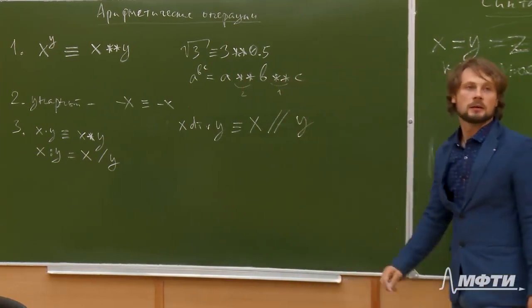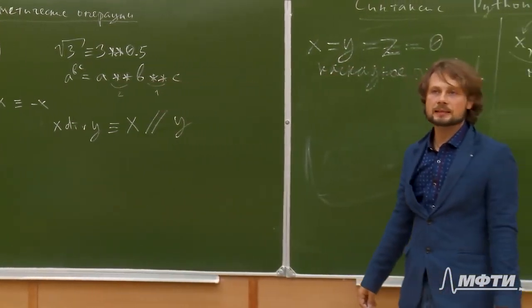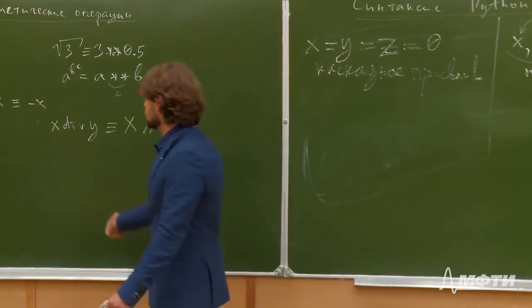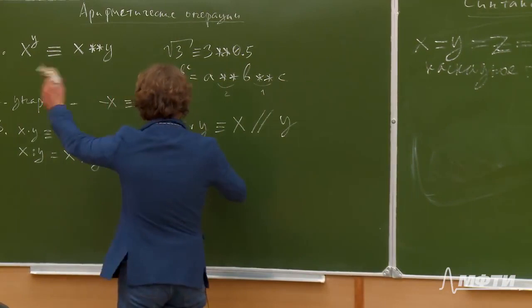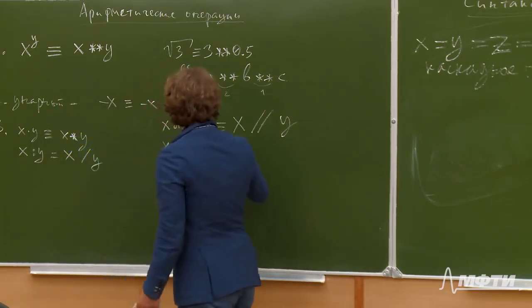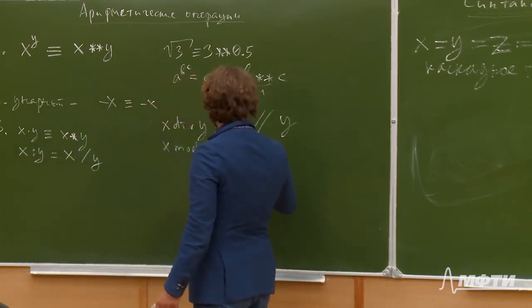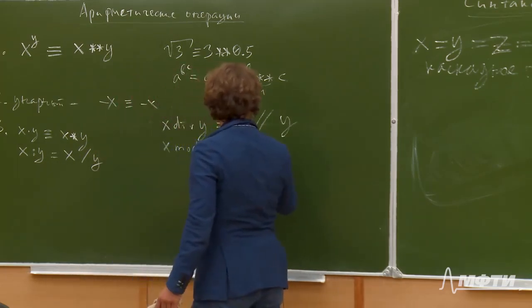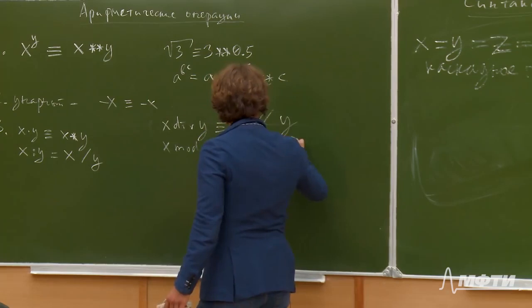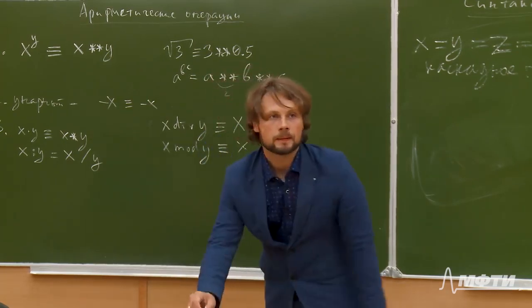This operator is division with the remainder discarded. But naturally, we may be interested in the remainder itself. X mod y is written as x percent y. Is that clear?